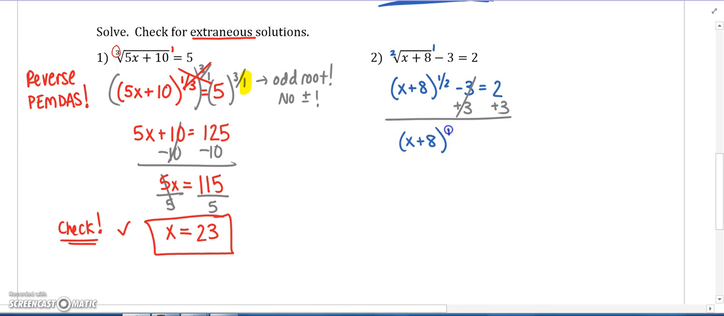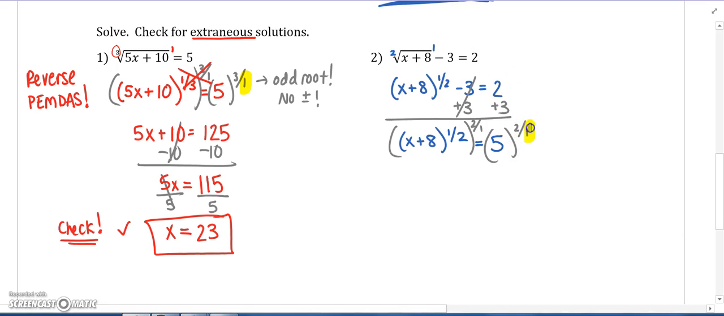So I have x plus 8 to the 1/2 equals 2 plus 3, which is 5. And now there's nothing else to get rid of except the exponent and then inside the parentheses. So to get rid of my exponent, once again, we're going to raise both sides to the reciprocal exponent.